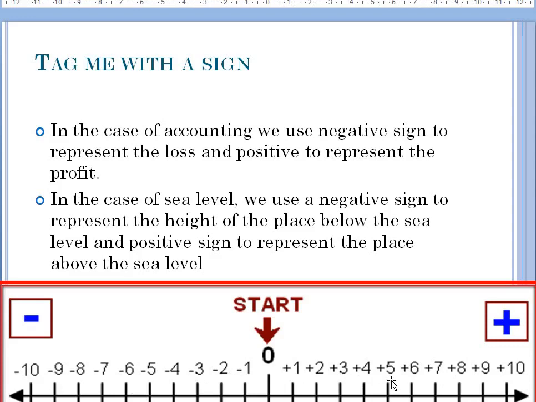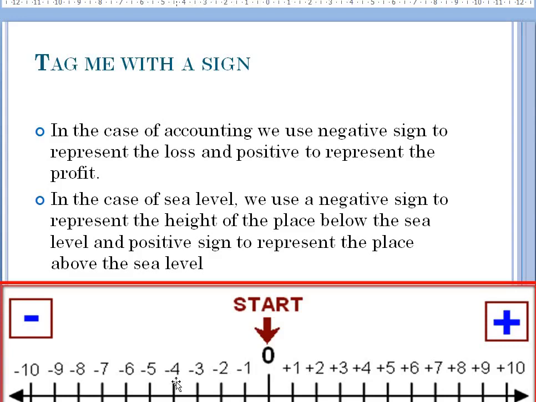As you move from 5 to the right, the numbers are increasing: 6, 7. As you move to the left, they are decreasing. 4 is less than 5, 3 is less than 4. In the same way, 0 is less than all these numbers. Minus 1 is less than 0. Minus 2 is less than minus 1, 0 and plus 1. Minus 3 is less than minus 2, minus 1, 0 and all these positive numbers.